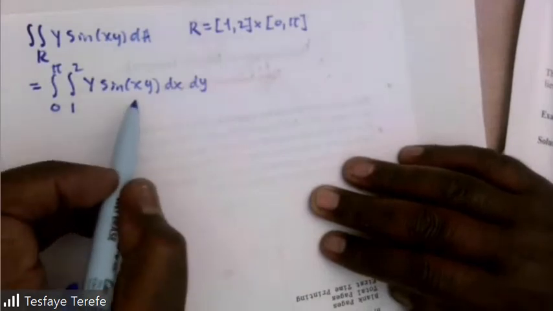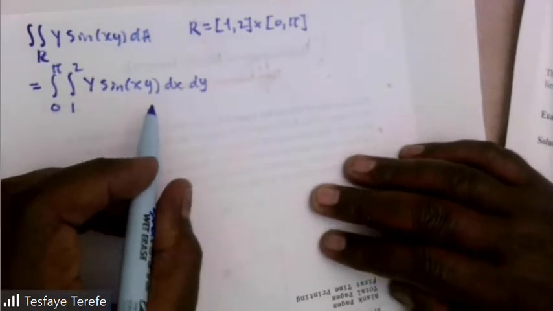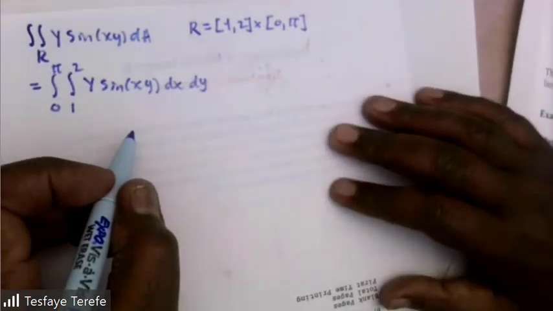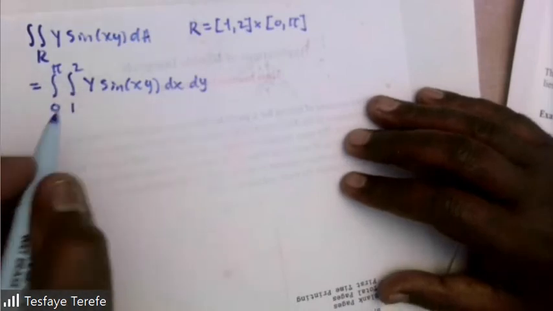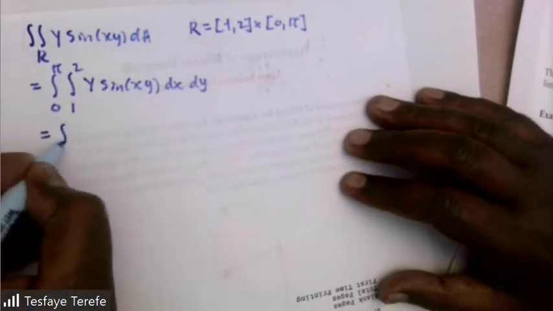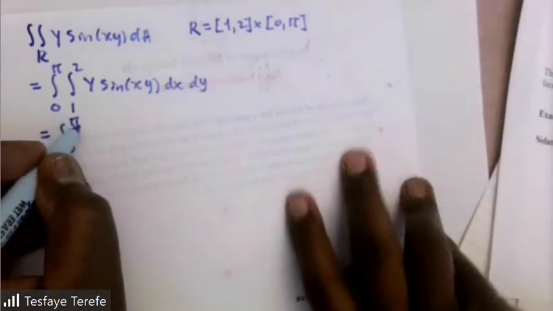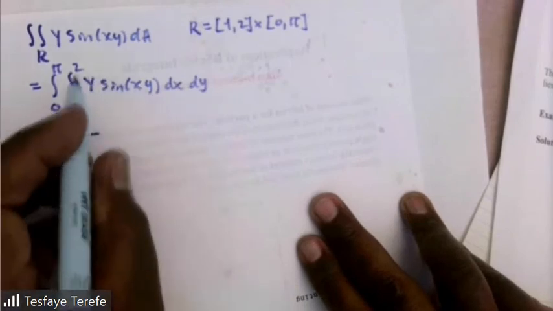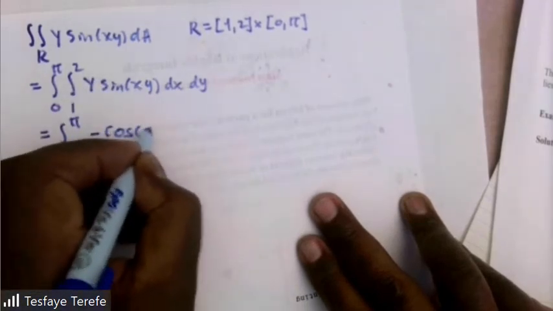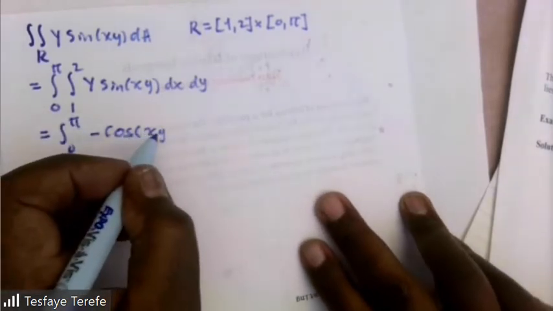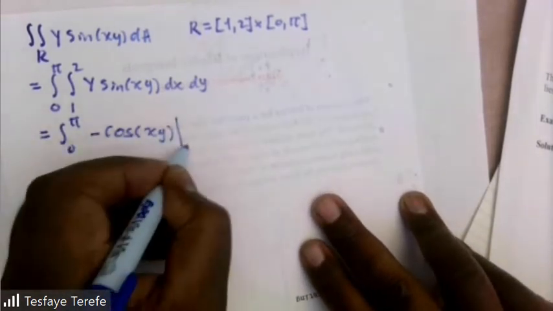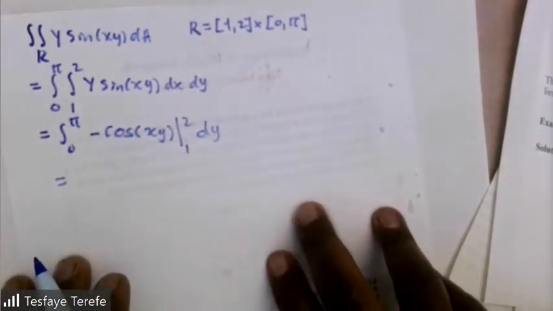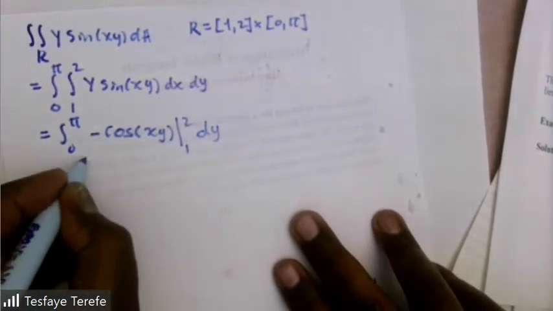Yes, if u is equal to x times y, du is going to be y dx, so as a result we have the integral from 0 to pi, and the antiderivative of sine is negative cosine of xy, evaluated from 1 up to 2, dy. And this is really very simple. We can really evaluate it.